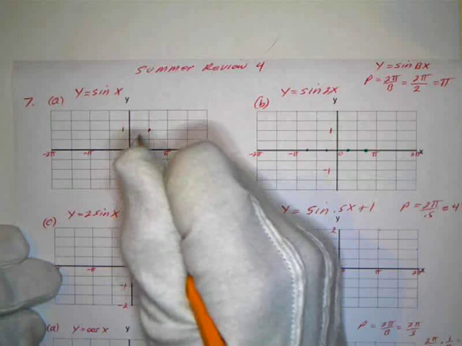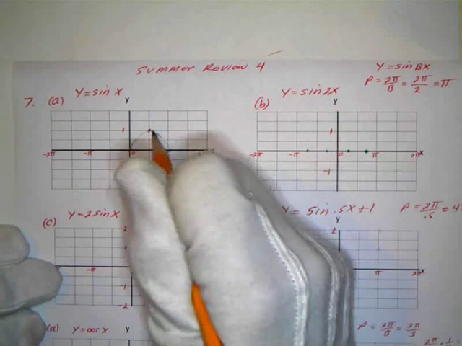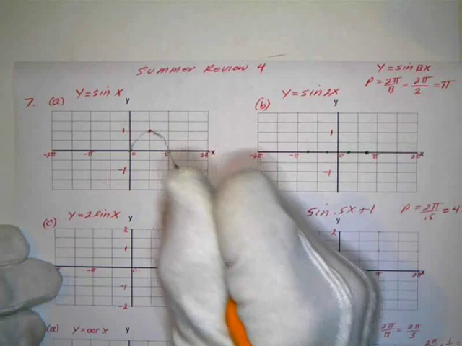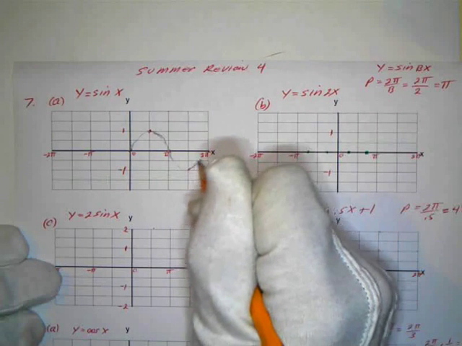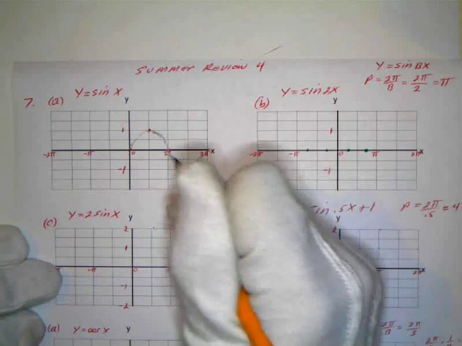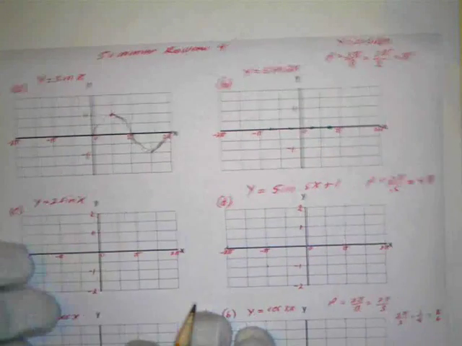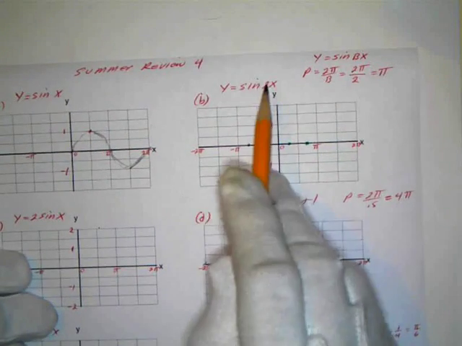And usually we just divide this up into 4 sections. And then we have the zero, 1, 0, negative 1, 0. That's how you can get your sine curve, so that's pretty easy, and then it's periodic, so it keeps going over here.